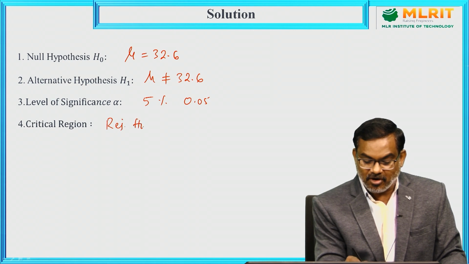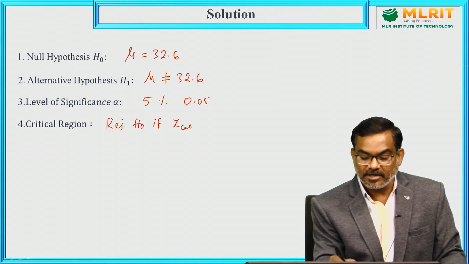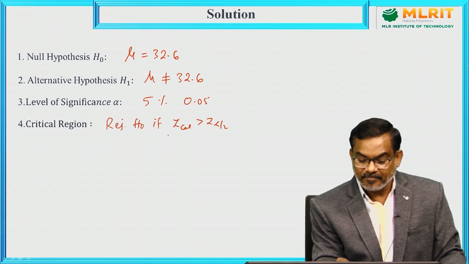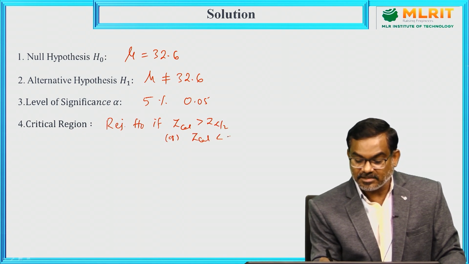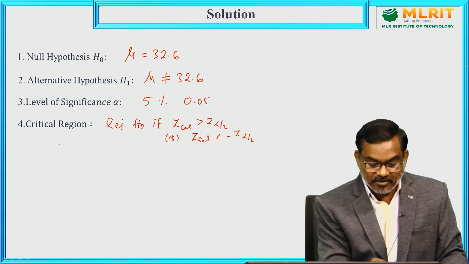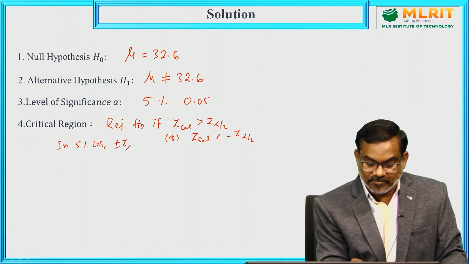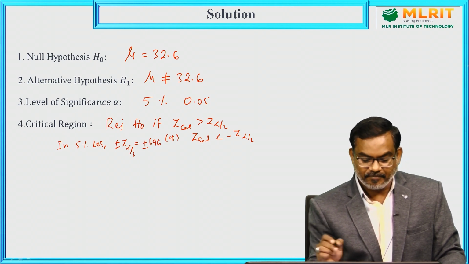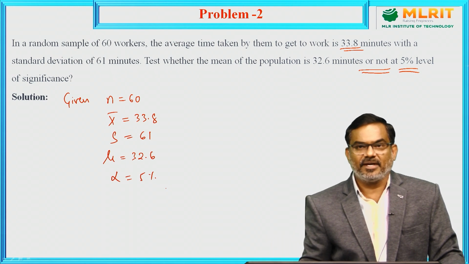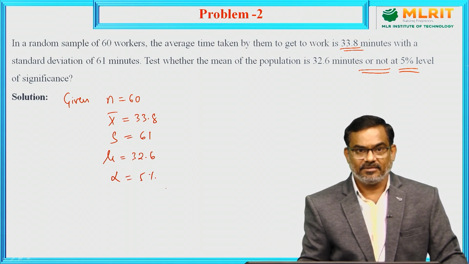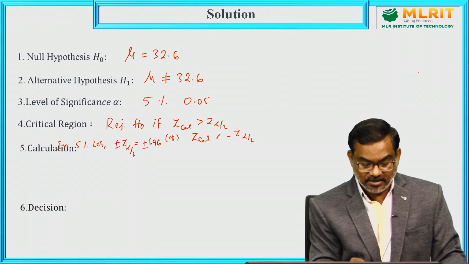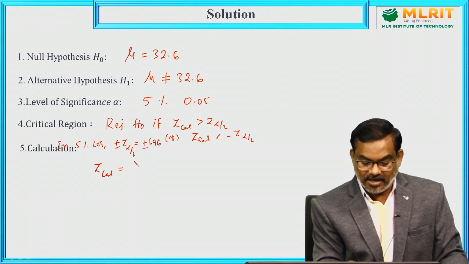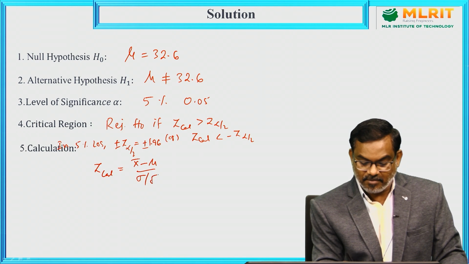So, reject H naught if Z calculated is greater than Z alpha by 2 or Z calculated is less than minus Z alpha by 2. So, at 5% level of significance, plus or minus Z alpha by 2 is plus or minus 1.96. At 5% level of significance, alpha is given as 0.05. Now, coming to the calculation part, the Z calculated is given by x bar minus mu by sigma by root n.